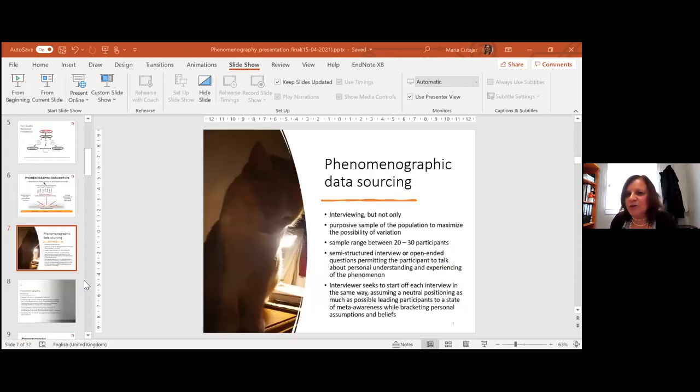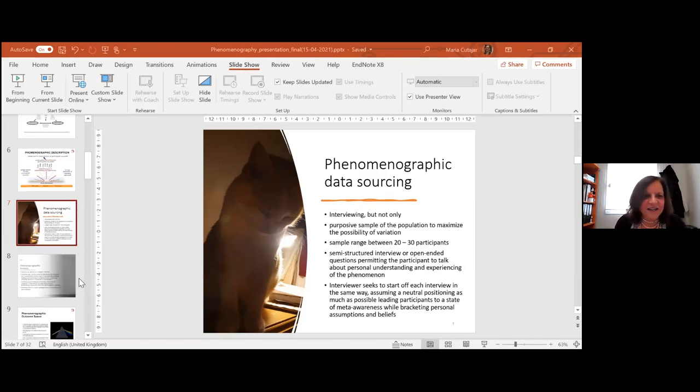So in doing phenomenography, the data sourcing is popularly the interview, but not only. And some researchers say that it's enough to do between 15 or 20 interviews. Bowden takes a stricter standpoint and says that even up to 30 participants should be the target.